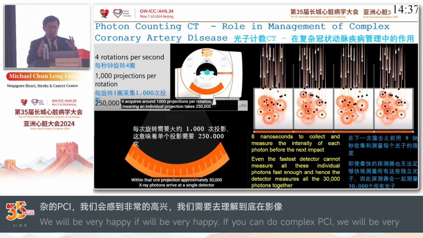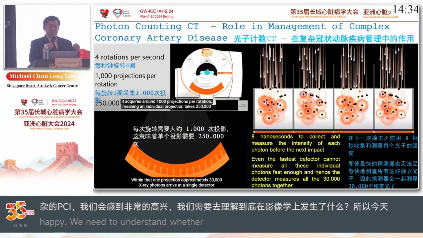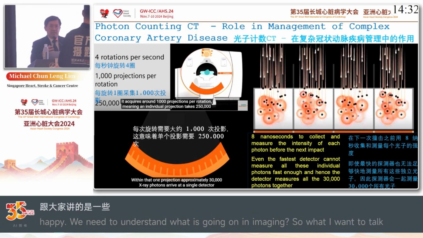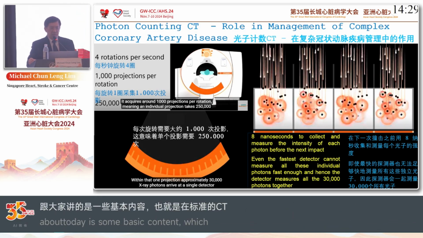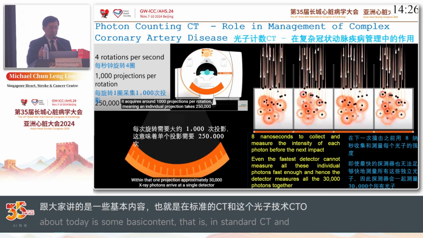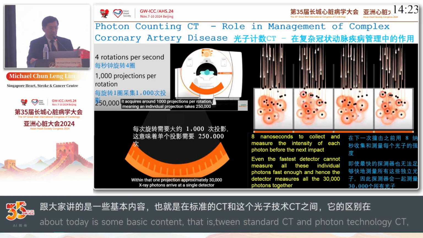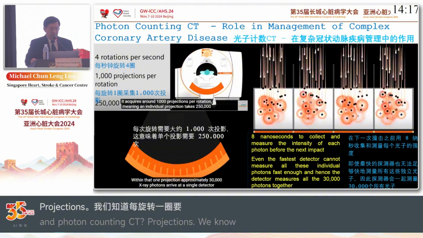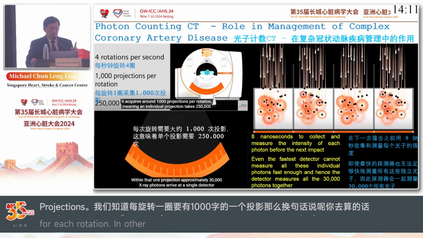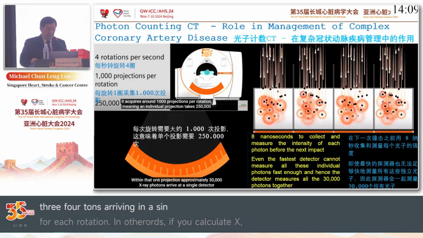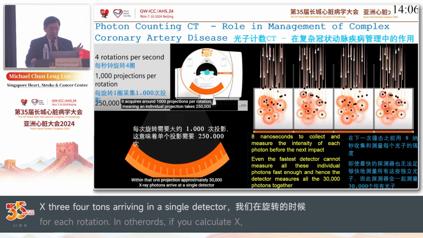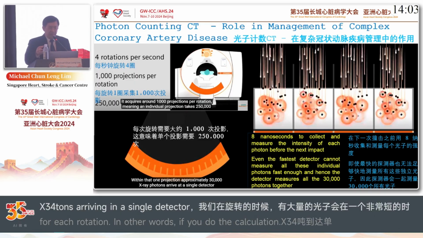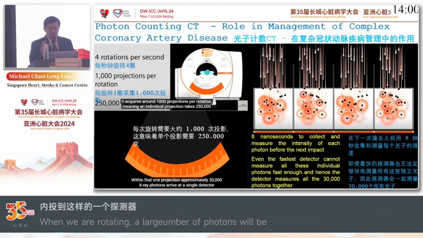So let me just give you some basics, then you'll understand the difference between a standard CT and a photon counting CT. In a standard dual source CT, you get about 4 rotations per second and 1,000 projections per rotation, which means each projection takes about 250 nanoseconds, all right? And therefore, with one projection, you get about 30,000 X-ray photons arriving at a single detector, and the detector needs 8 nanoseconds to collect and measure the intensity of each photon before the next photon comes.